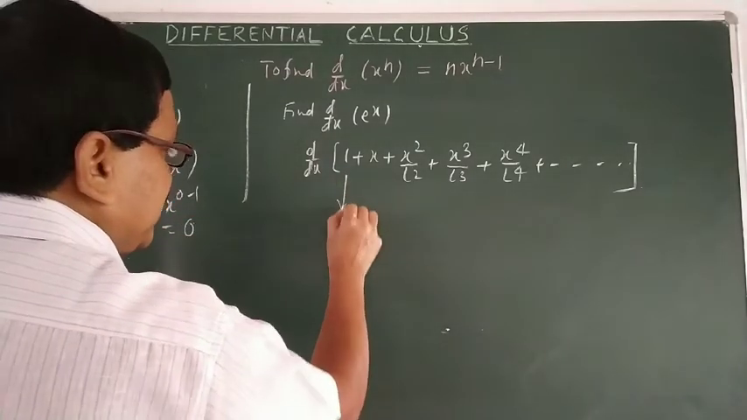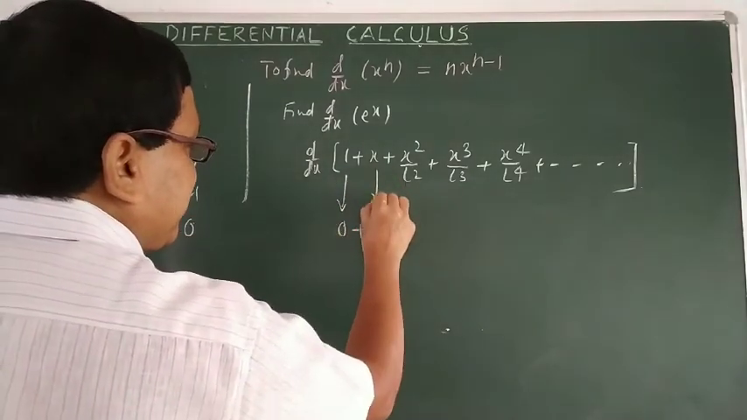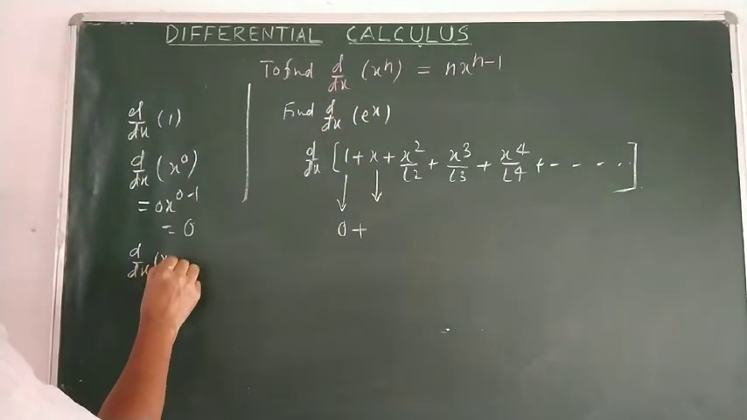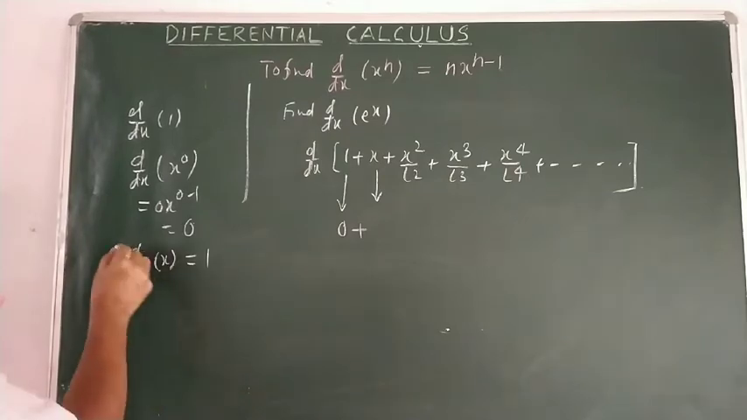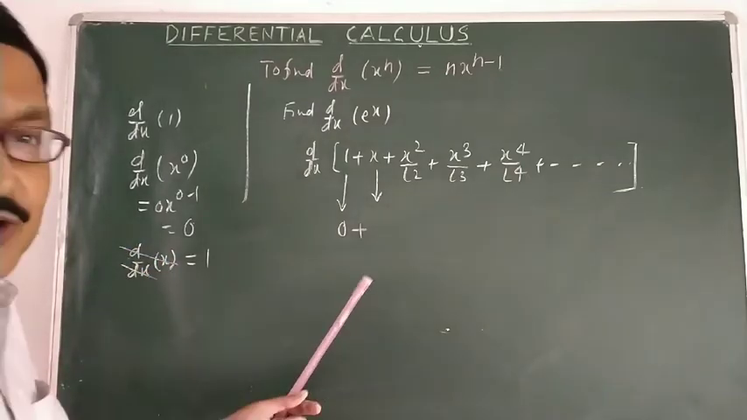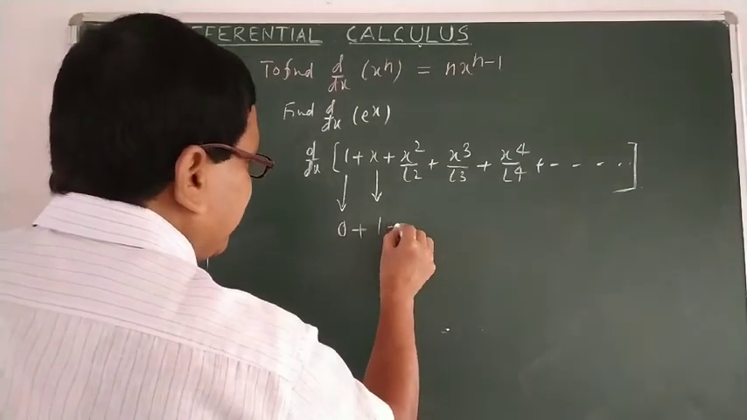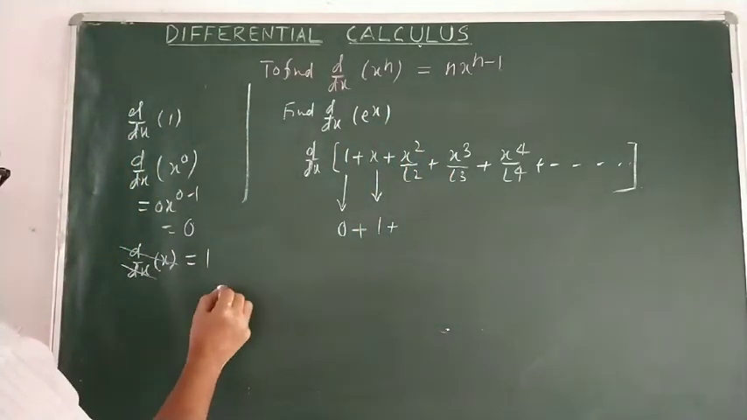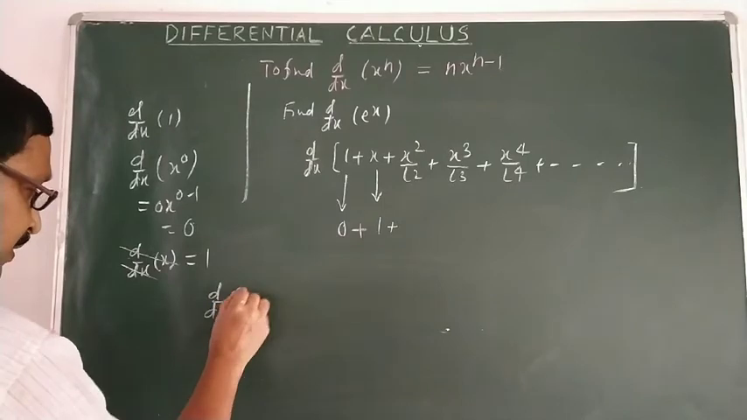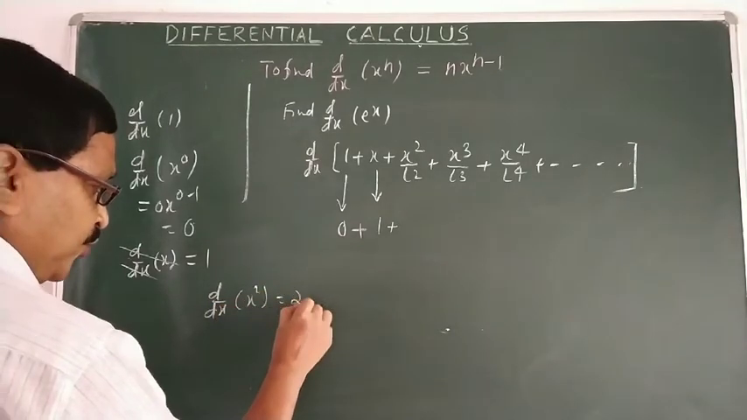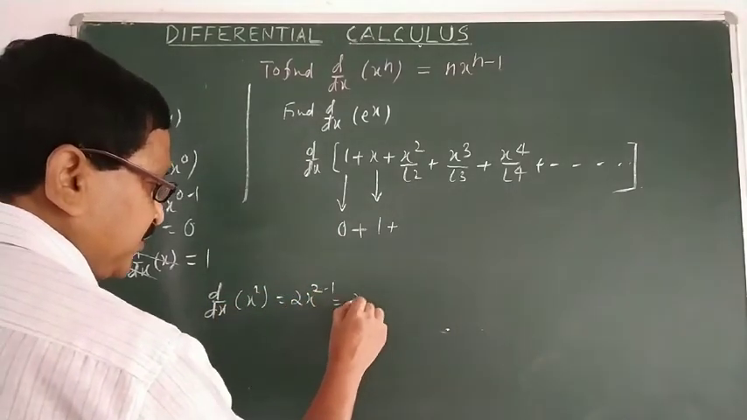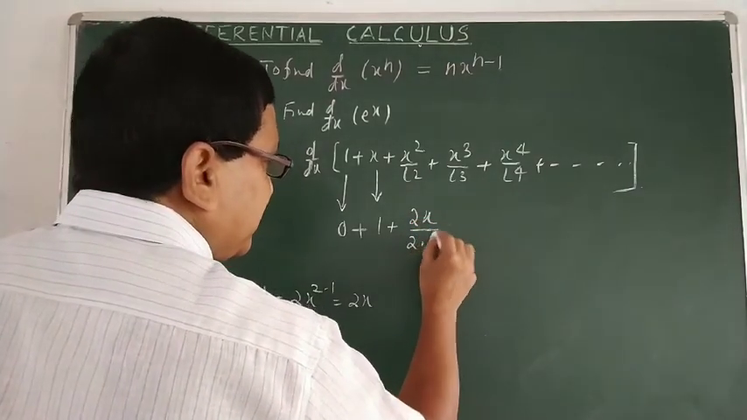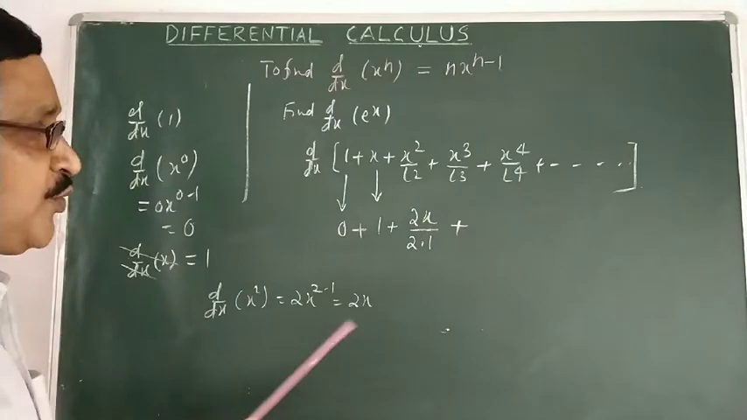So this becomes 0 plus, now differentiation of x, d by dx of x, is equal to 1. dx cancelled in normal way. So this is 1 plus, now x square, d by dx of x square, this is 2x^(2-1). So this is 2x upon 2 into 1 plus factorial 2 is 2 into 1.